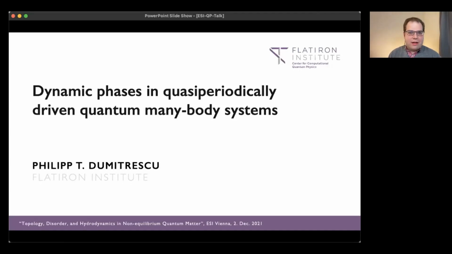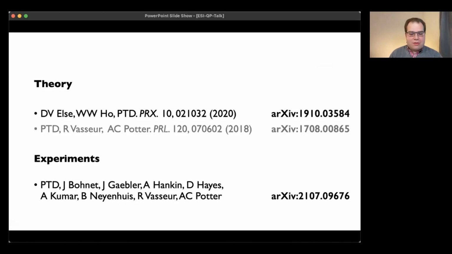What I'm going to talk about today is quasi-periodically driven systems and how we can realize interesting new dynamic phases in them. The talk is going to be structured in two parts. One is a theory component, and unusually for me, the other is an experimental component.